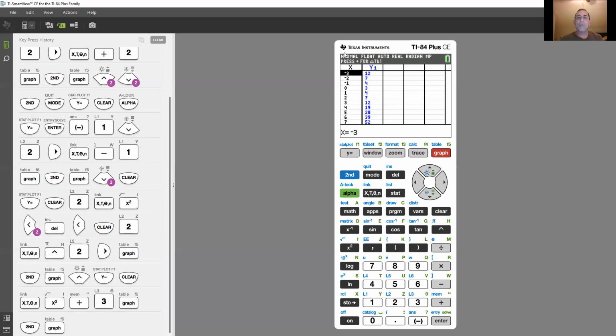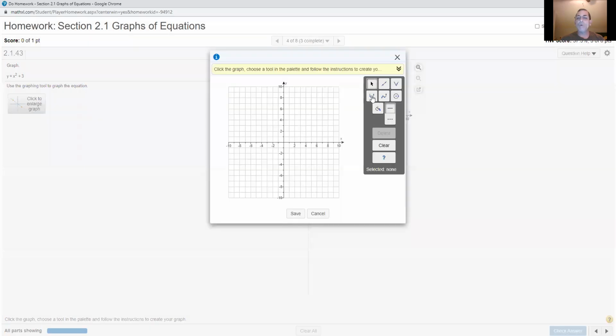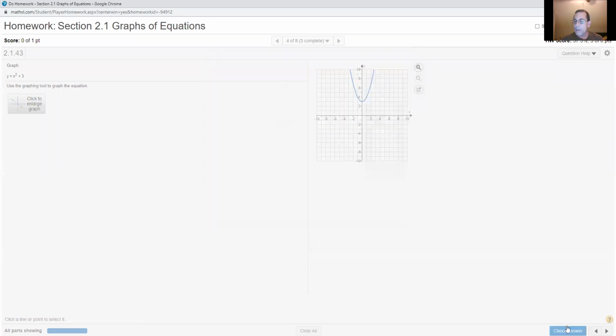So 3 points. We would go back to MATLAB. So now we got that. We click the enlarge graph. We need our 3-point parabola tool for this. We hit enter. And the first point was 0, 3. So start at 0 and go up 3 in your y-axis and hit enter. And then I had 1, 4. So let's see, I go right 1 and up 4, click enter. And then my last point was negative 1, up 4, hit enter. So that looks like the parabola we had on our calculator. We hit enter and then move to the next question.